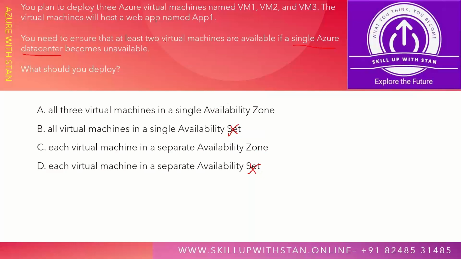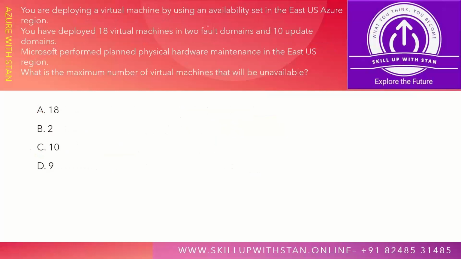If you want to have two virtual machines available through a single data center failure, and you have all of them in a single availability zone, then all three virtual machines will get impacted. So each virtual machine should be placed in a separate availability zone. That way, if there is an impact on a single data center, your application will still be running. So the answer is C. Each VM should be placed in a separate availability zone.